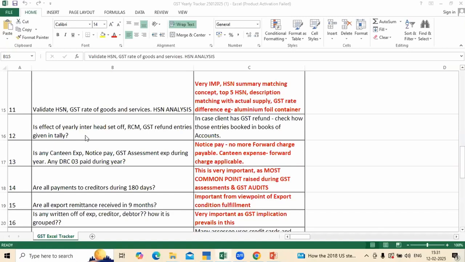So your top 5 moving items' HSN should be there on the GSTN portal. And secondly, many a time, due to a very thin line of difference, there is a change in HSN and GST rate. Like, you see the chocolates.